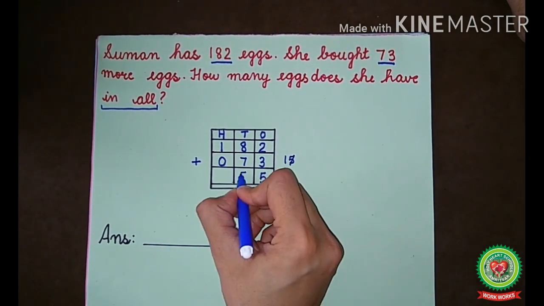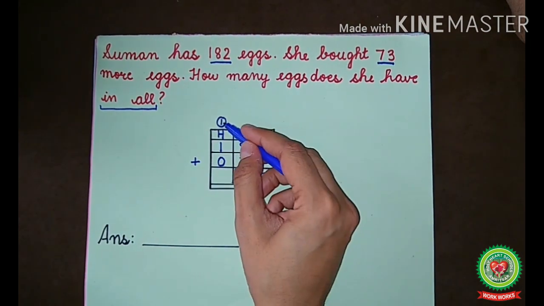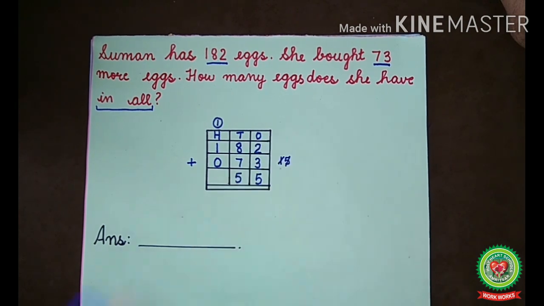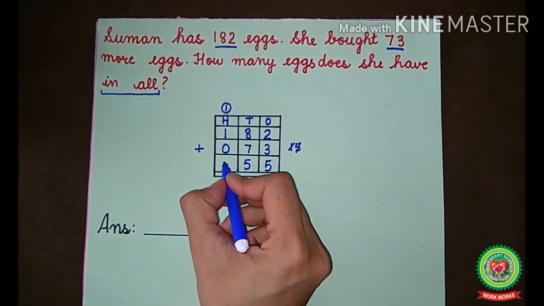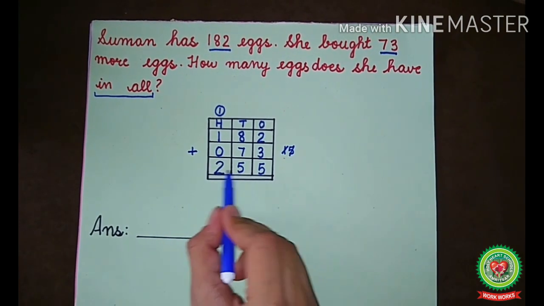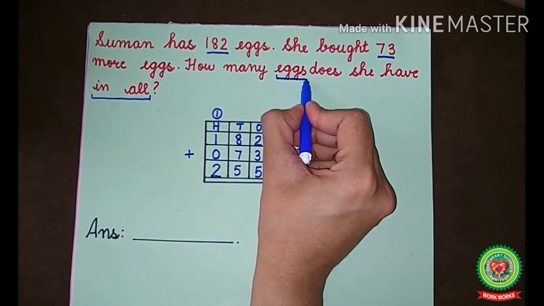5 down and 1 up. Now this is the carry. So we will add the carry first. 1 plus 1, 2. And 2 plus 0, 2. We will write 2 here. So what is the answer? 255. Now children, what are we finding?